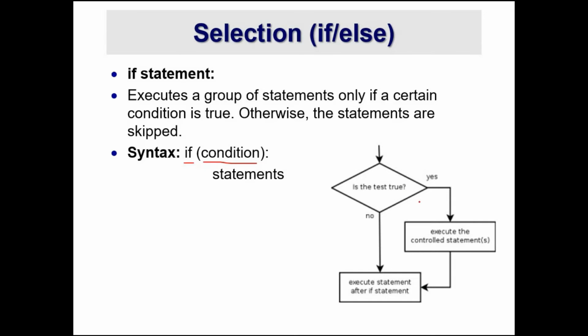Okay, now let's see this flowchart. First of all, we are just checking the condition, whether the test is true or not. If the test is true, yes, then execute the controlled statements. And if it is false, then execute the statement after this statement. So if it is false, it will directly exit out of the if, and if it is yes, then execute the control statement under the if condition.